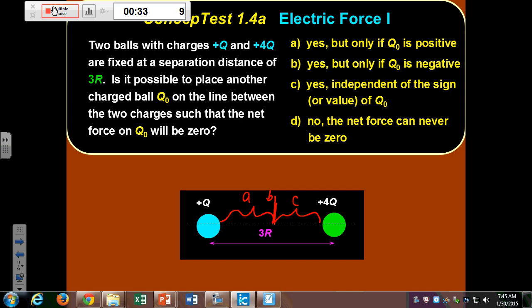Come pretty well on this. I'm going to stop at 45.